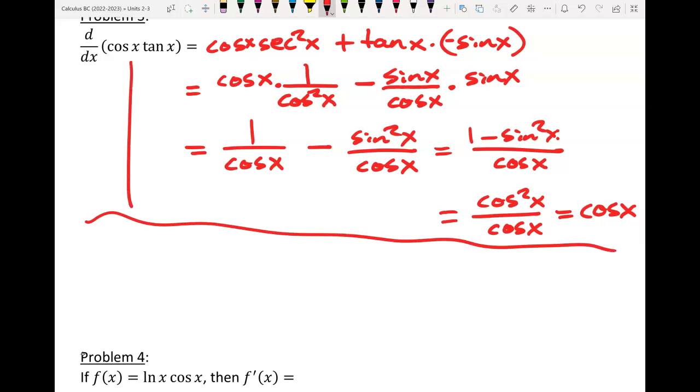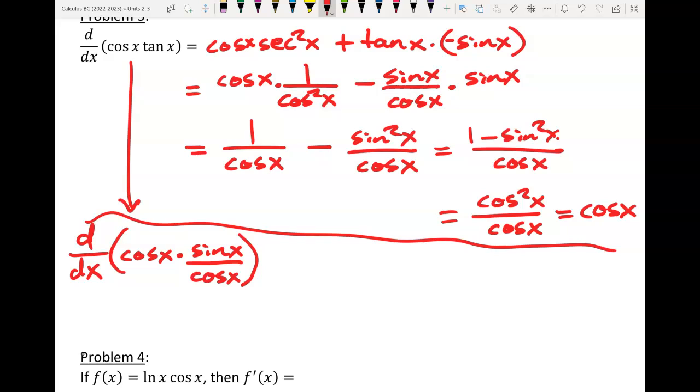Simplify it at the beginning. d dx. What is tangent? Sine over cosine. Sine over cosine. So what happens to the cosines? What are we left with? And what's the derivative of sine? Cosine. Cool thing that they get the same thing though, right? Wow. It's just that one's a lot more work.